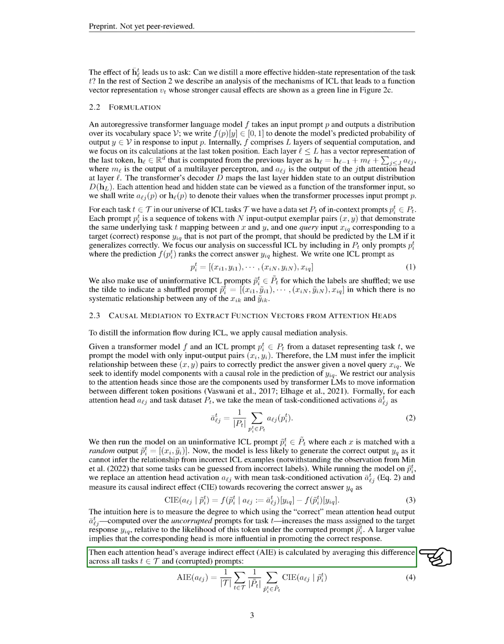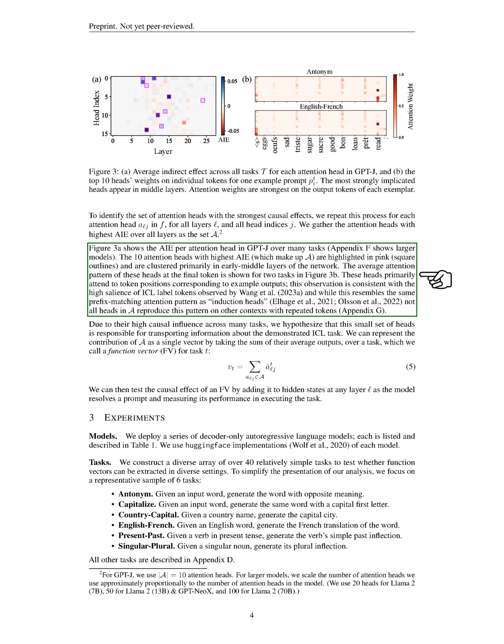To find the attention heads with the strongest causal effects, we repeat this process for each attention head in the model, for all layers, and all head indices. We then collect the attention heads with the highest average and direct effect over all layers. These are the attention heads that are primarily responsible for transporting information about the demonstrated ICL task.